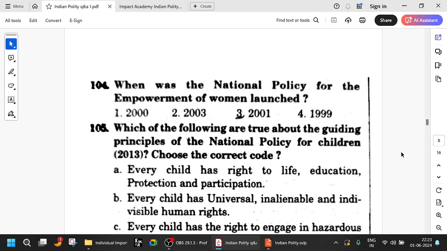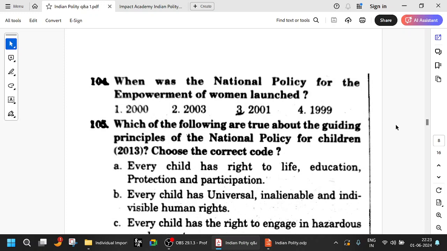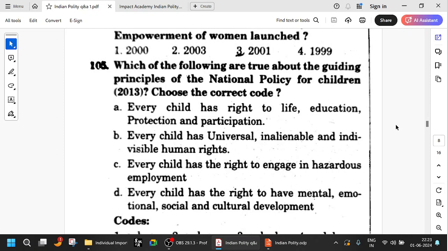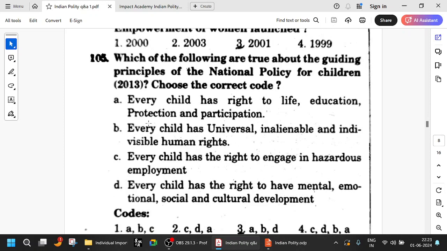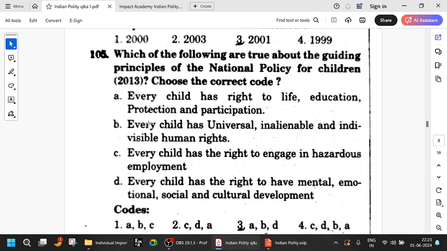So when was the national policy for the empowerment of women launched? 2001. Even in society we have seen this question, right? 2001. So which of the following are true about the guiding principles of the national policy for children? 2013. So this is the national policy for children 2013 and for women 2001. Remember that.